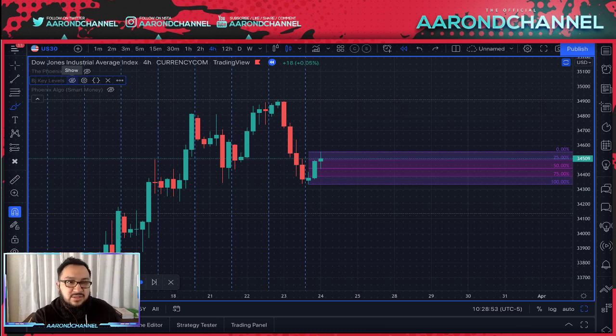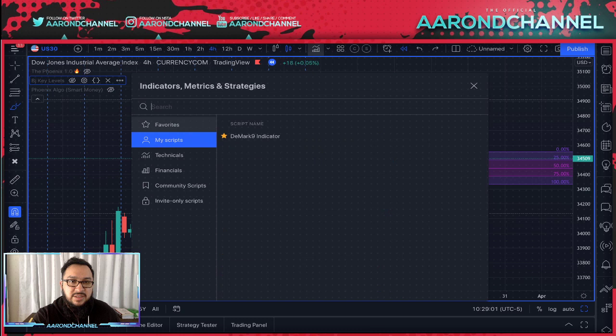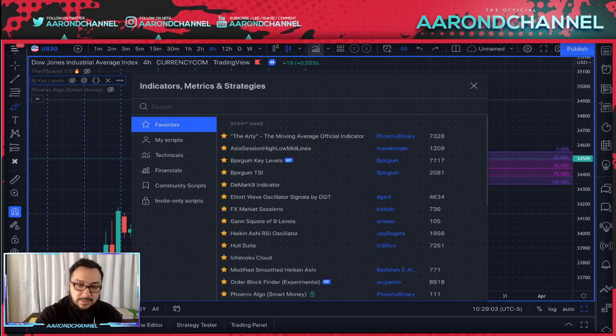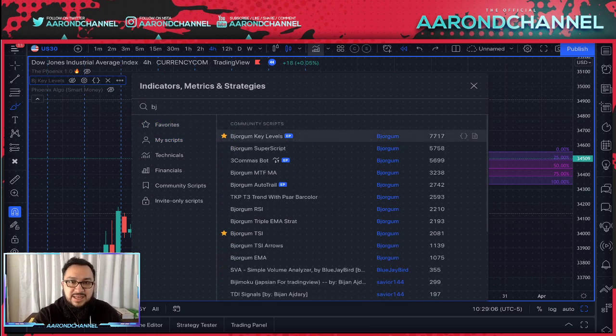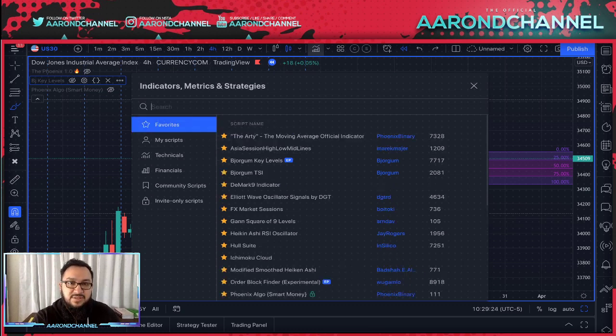Well, we want to use some indicators, and the first one I want to throw up is a new indicator to me, and it is found in your indicators list under BJ key levels. The number is 7717 currently. That's how many people have downloaded or added this to their chart, or at least put a star by it. That's what I do, put a star on it so that it shows up in my favorites. And here it is, BJ or B Jorgum key levels.